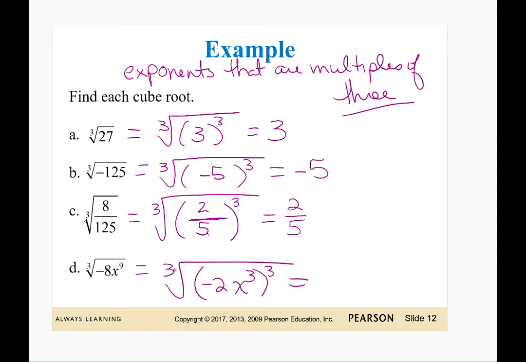All right, so at this point, our cube root and our cube will undo each other, and I'm left with my base, which is negative 2x cubed. So that is my final answer.